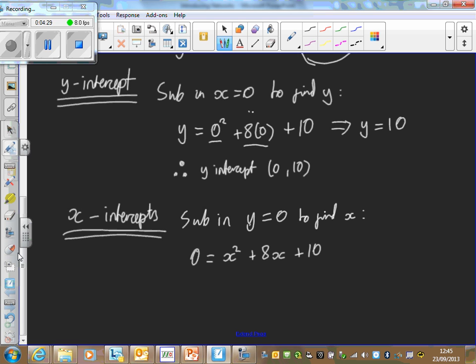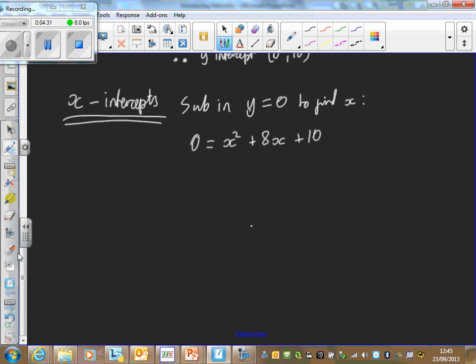Hang on a minute. This is a quadratic equation. To find the x values, we're going to have to solve this quadratic equation. Now, first of all, we're going to have to think about factorising it. Spend a few seconds deciding whether this is factorisable. Well, factors of 10 are 2 and 5. They definitely don't add to 8. 10 and 1, they don't add to 8. Right, I'm going to use the formula.